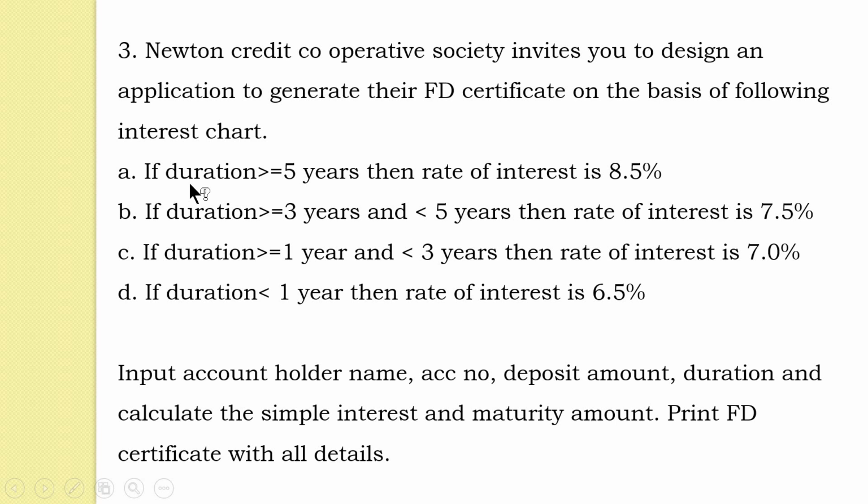Coming to the first condition, if duration is greater than or equal to 5 years, then the rate of interest will be 8.5%. If duration is greater than or equal to 3 years and lesser than 5 years, then the rate of interest will be 7.5%. If duration is greater than or equal to 1 year and lesser than 3 years, then the rate of interest will be 7%. And the last condition is, if duration is lesser than 1 year, then the rate of interest will be 6.5%.